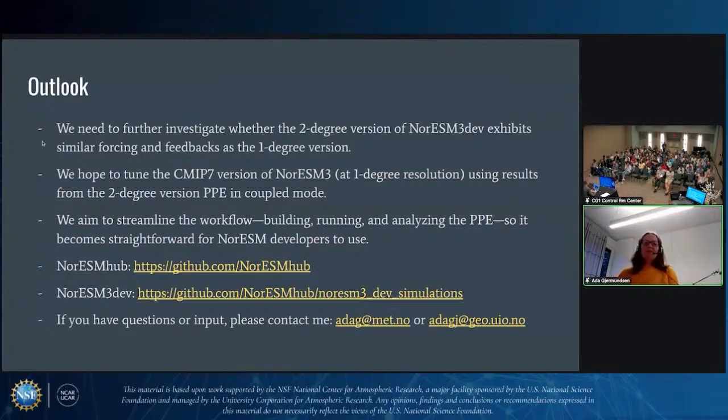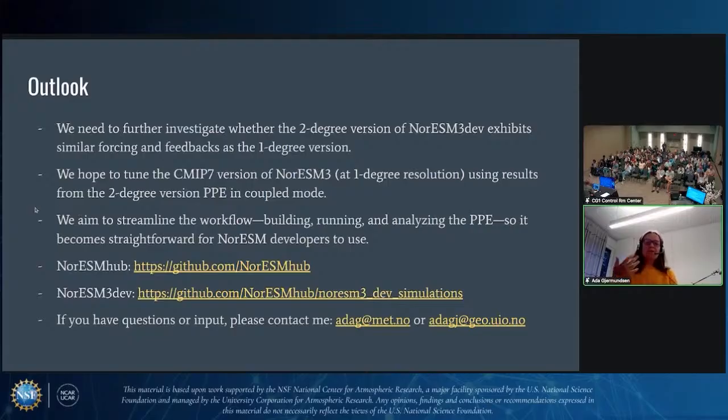So we need to further investigate if this 2 degree version of NorESM3 exhibits similar forcing and feedbacks as the 1 degree version, as we found for the CMIP6 model version, but that's not necessarily applicable to the CMIP7 version. And then we hope to tune the CMIP7 version at 1 degree resolution using the results from this 2 degree version PPE in a coupled mode.